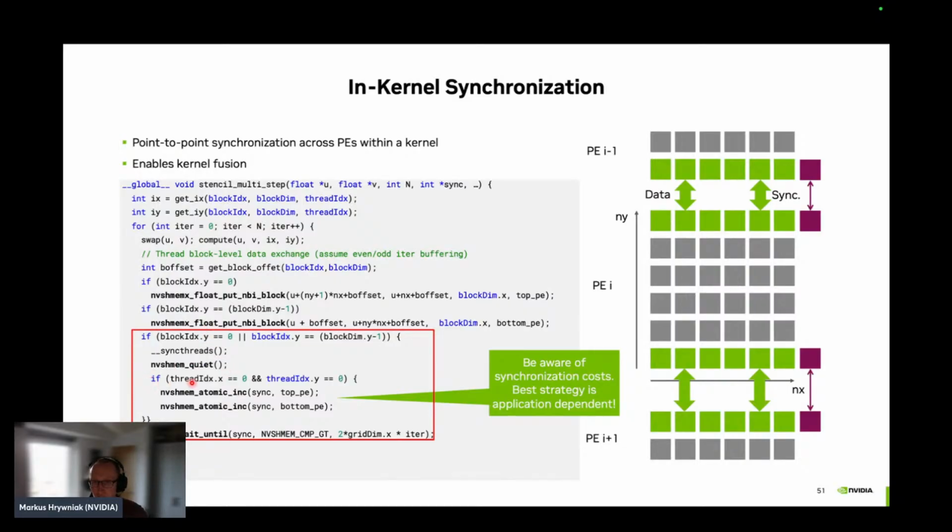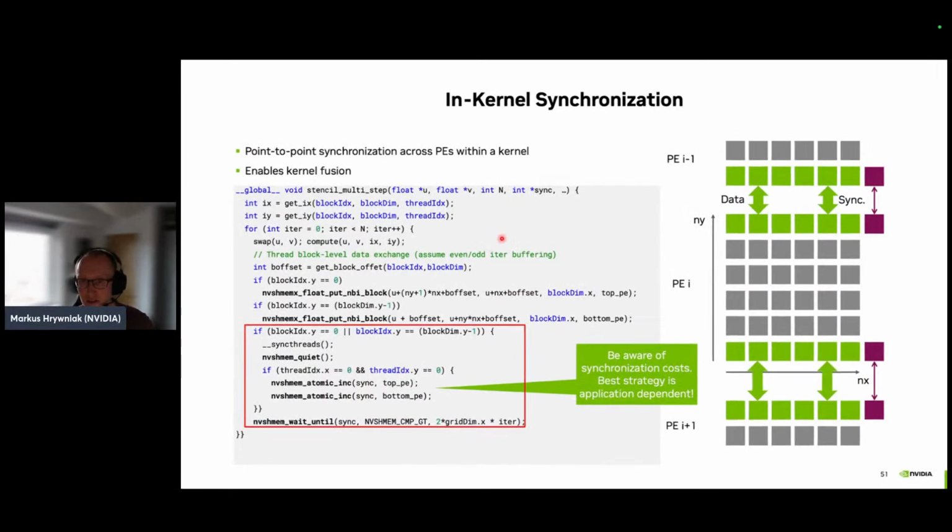And then for one thread in each of these blocks, so index in X and Y direction in that block is 0, we do something with an NVSHMEM atomic increment on a newly introduced sync variable. The sync variable is really just a new integer pointer we passed into the kernel here. And we increment the sync variable on the remote top PE and on the bottom PE, so on both our neighbors. We do this because it enables us to synchronize with our nearest neighbors by just waiting until the sync variable has reached a certain value.